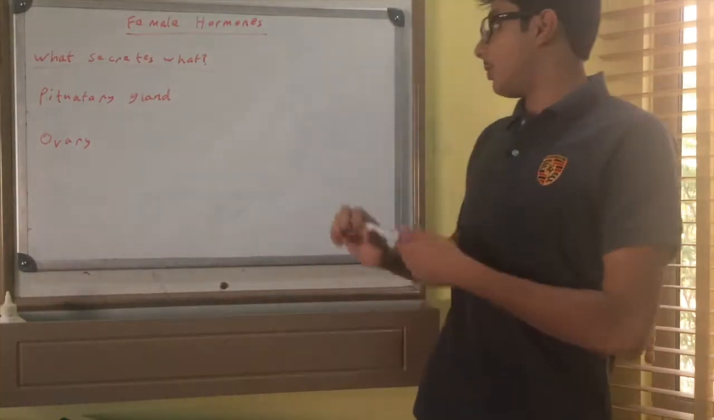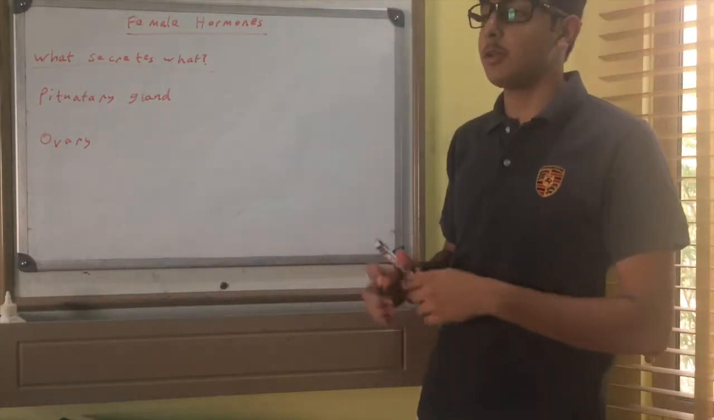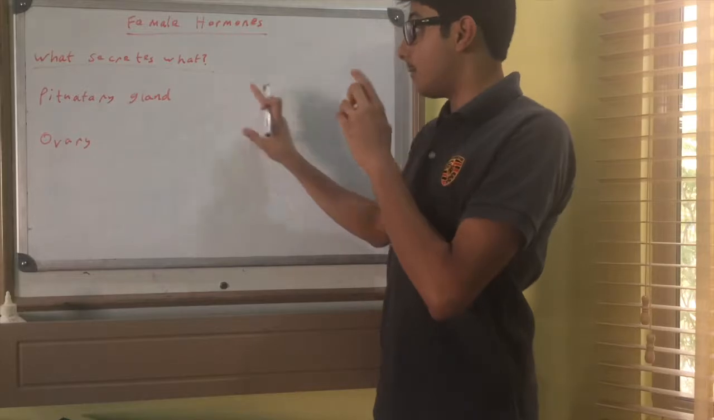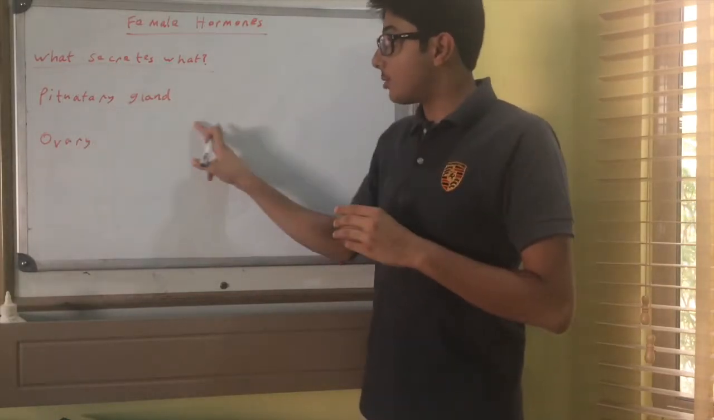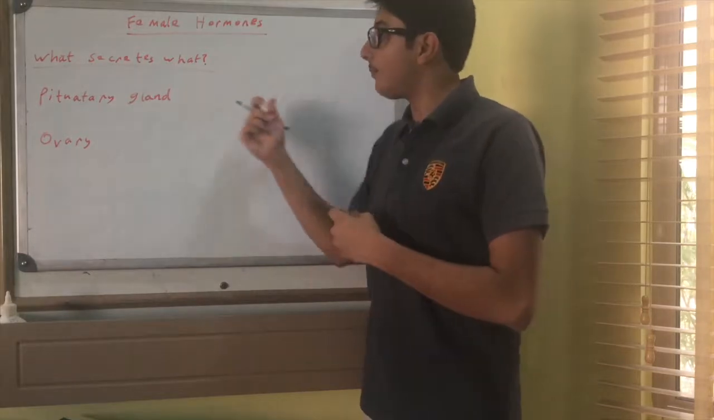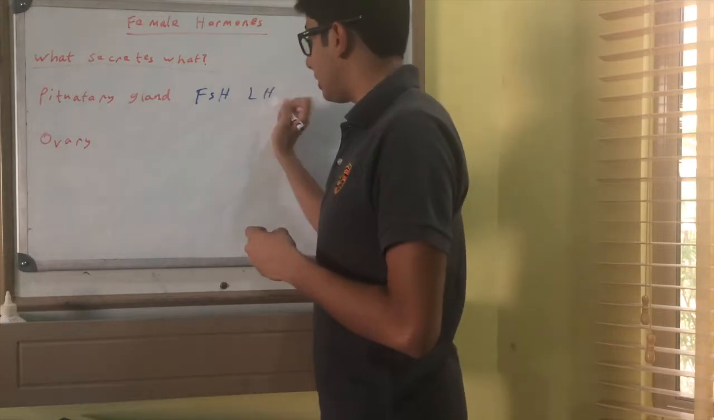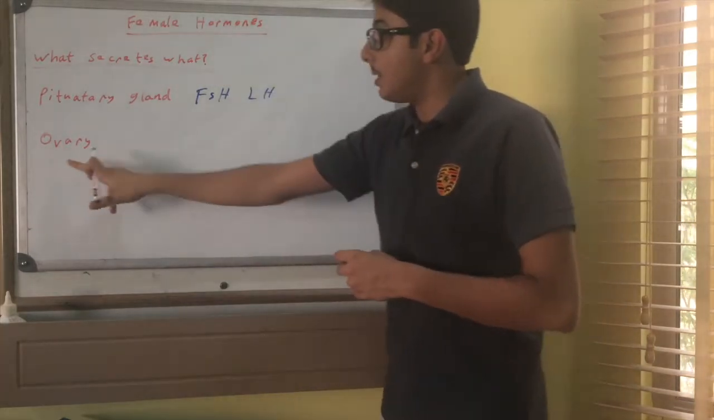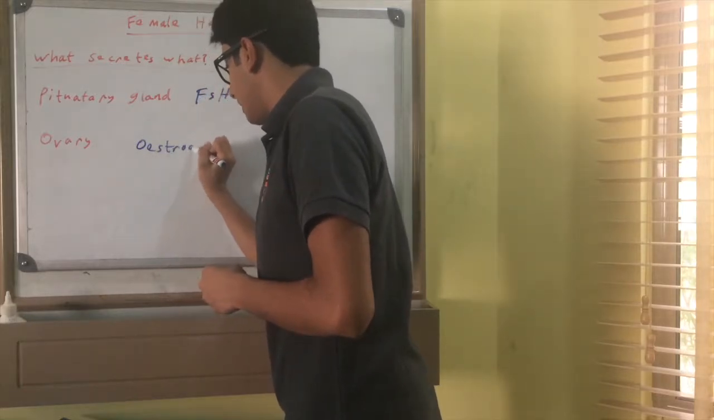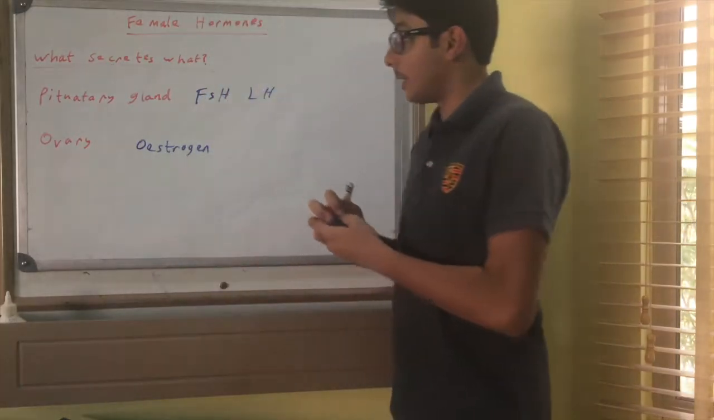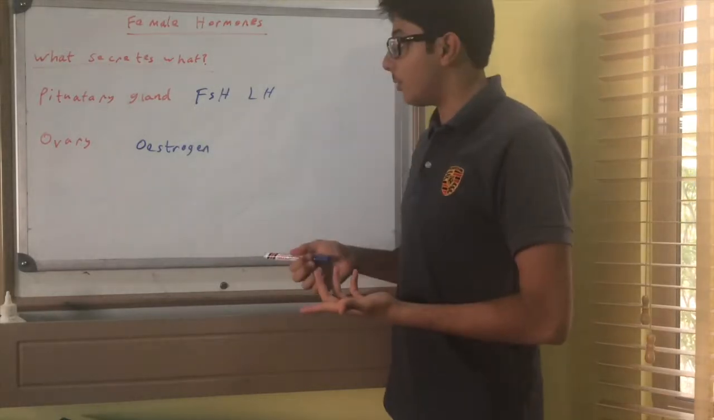I'm the awesome tutor, and today we're going to be looking at the female hormones and the menstrual cycle and the artificial control of fertility. First of all, what secretes what in the menstrual cycle? The pituitary gland, found near the brain, secretes FSH and LH. These are both hormones. The ovary secretes estrogen. And now we're going to look at the cycle and when they release these female hormones.